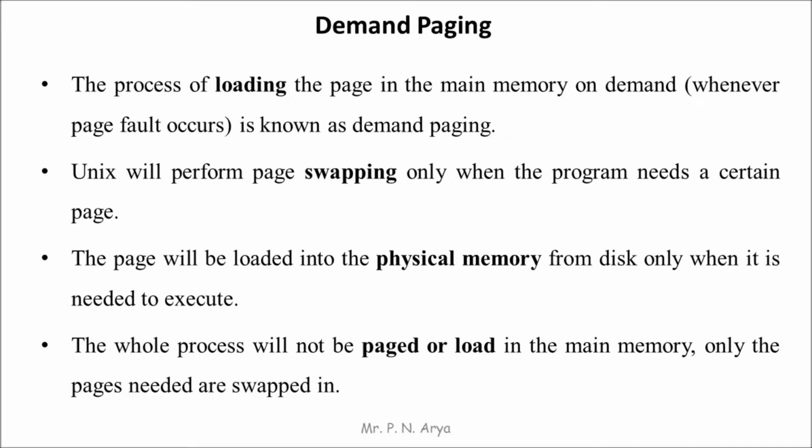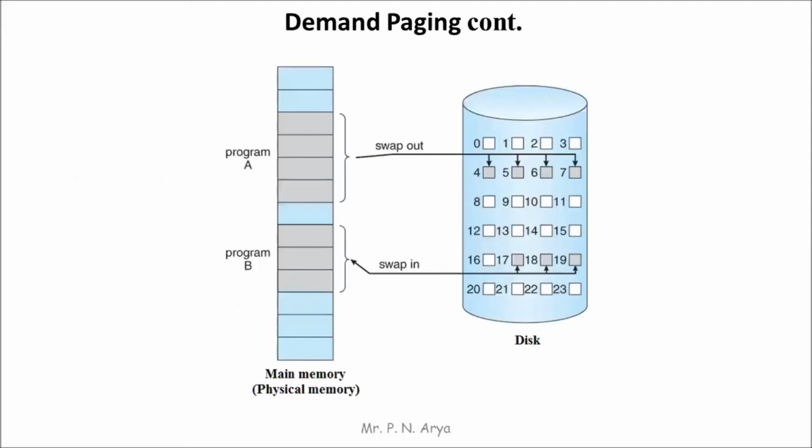Unix will perform page swapping only when the program needs certain pages. The page will be loaded into the physical memory from disk only when it is needed to execute. The whole process will not be paged or loaded into the main memory, only the pages needed are swapped in. So this diagram shows the demand paging technique.